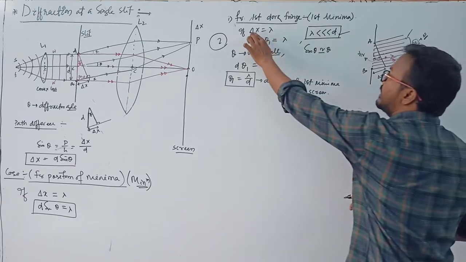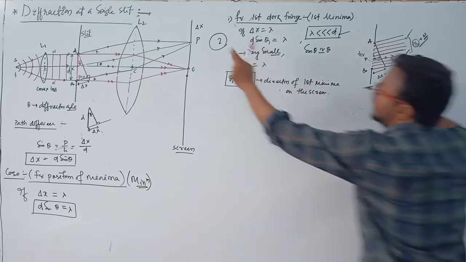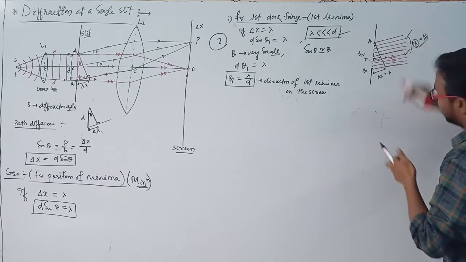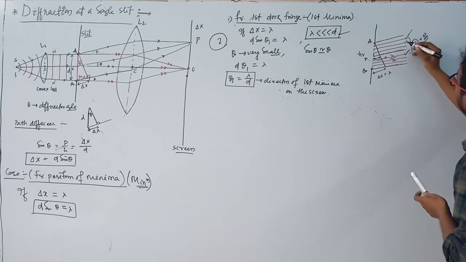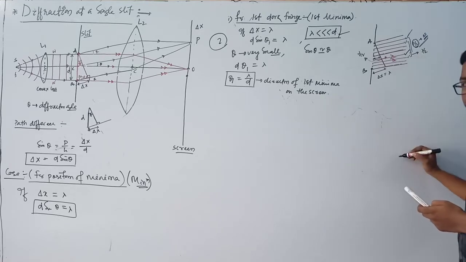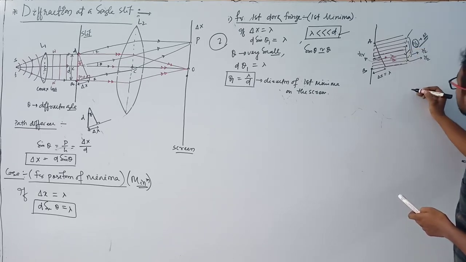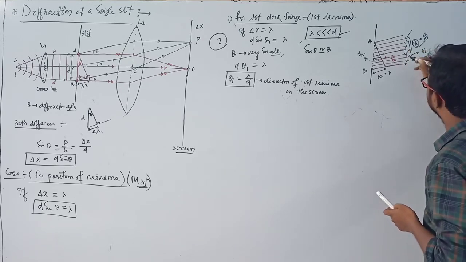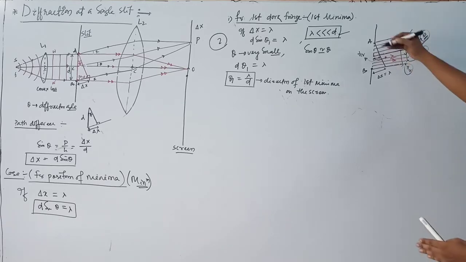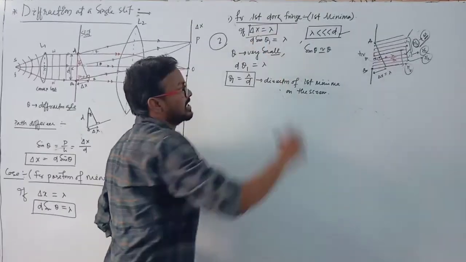That's why we use here, if delta x equal to lambda, then with this concept we get a delta x at point P, which gives the path difference of two waves as lambda by 2. Similarly, if you choose the second ray from the upper part and the second ray from the lower part, again the path difference is lambda by 2. Similarly, the third ray upper part and third ray lower part, we get a path difference of lambda by 2. Similarly, for the fourth point upper part and lower part, we get a path difference of lambda by 2. So at each and every point we get a path difference of lambda by 2 if we divide into two equal parts. So we get destructive interference on the screen. That's why we use delta x equal to lambda.